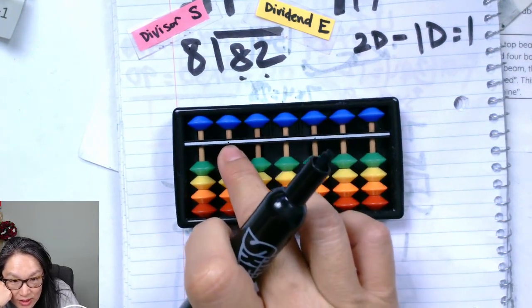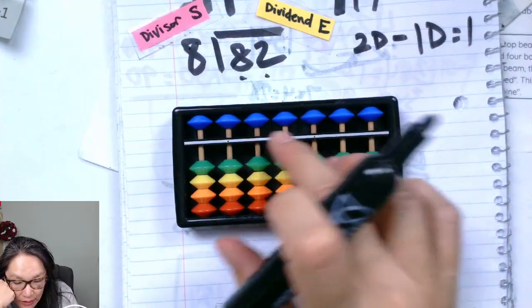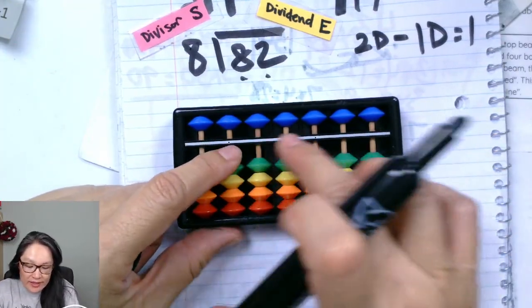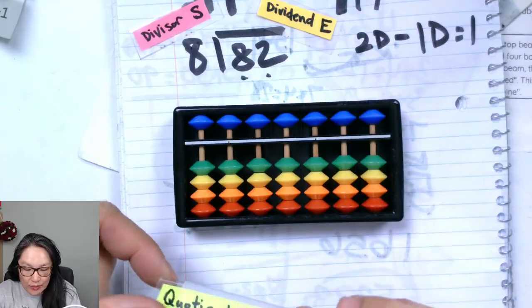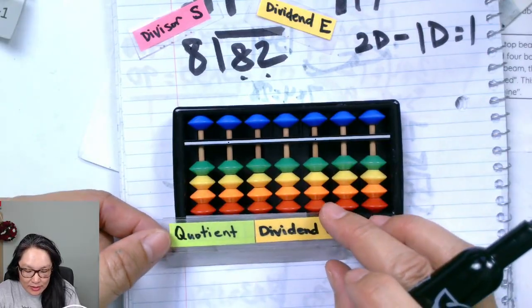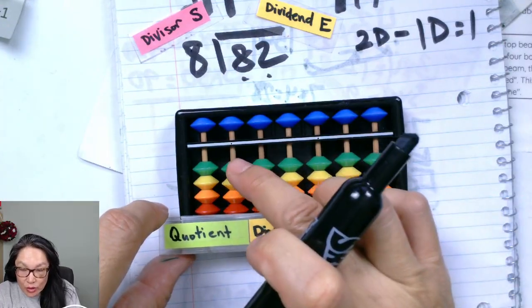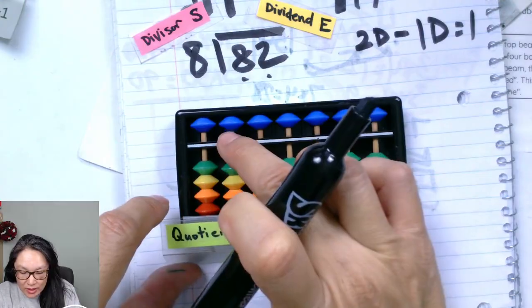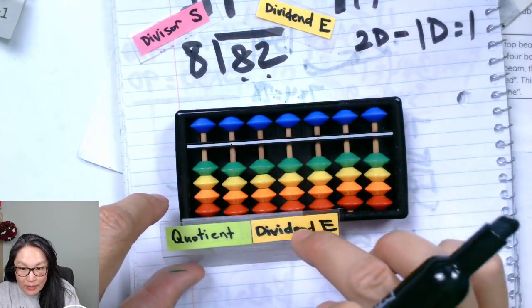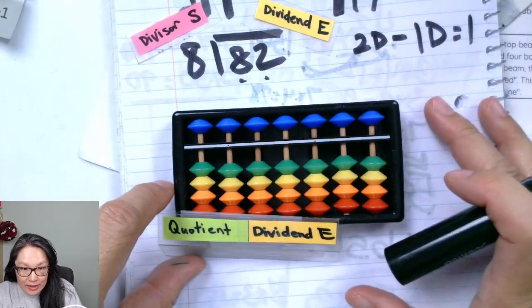I'm going to use this one so I can have this area. The reason why I have this area is because I want to be able to put my dividend onto the abacus. So if you notice, I put a little label. My quotient is going to be here. This is the ones place. I'm going to put my dividend onto the abacus.